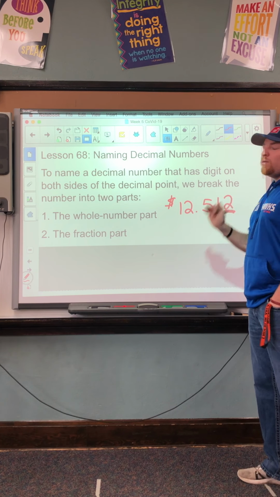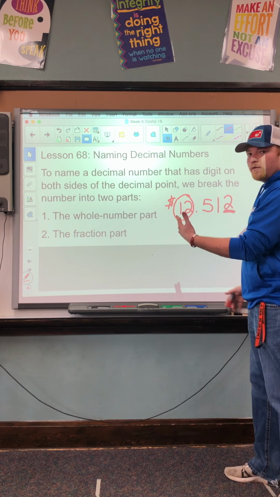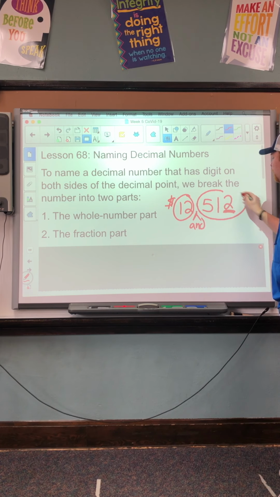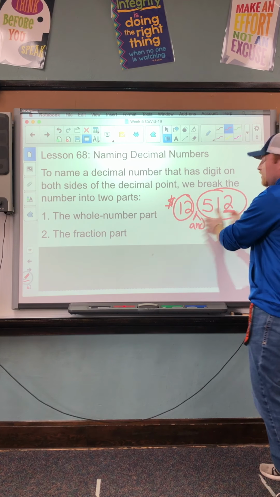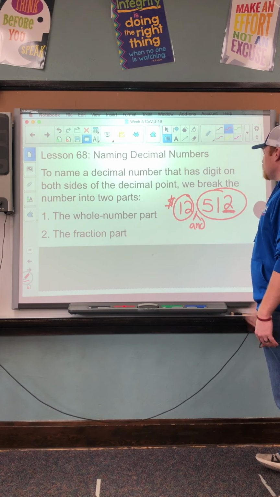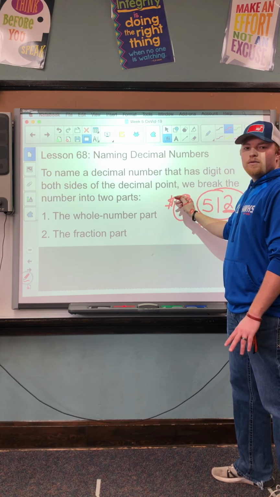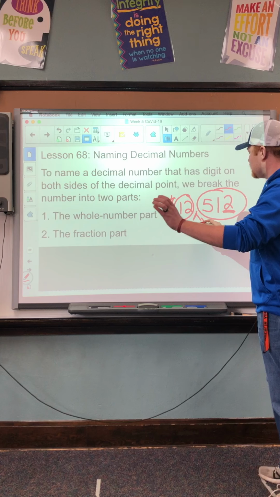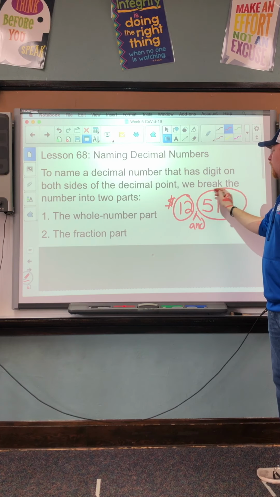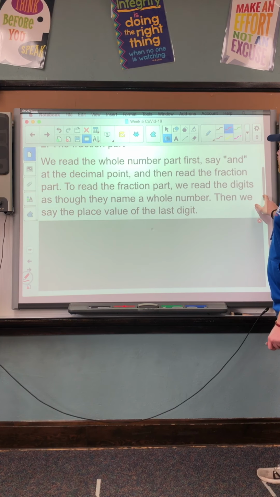But anyways, how we would say this: we would first say the whole number part, just like we normally say it, 12. We always name the decimal "and," and then we say everything to the right of the decimal, 512, and then the last place value that is listed. So it'd be 12 and 512 thousandths. Again, for the whole number part, we say everything to the left of the decimal. Say the decimal part, which is always "and," then everything to the right of the decimal, and then whatever place value is listed last. All right, we just covered that.